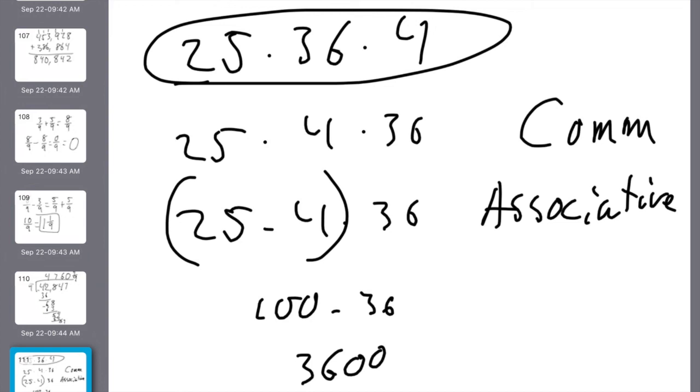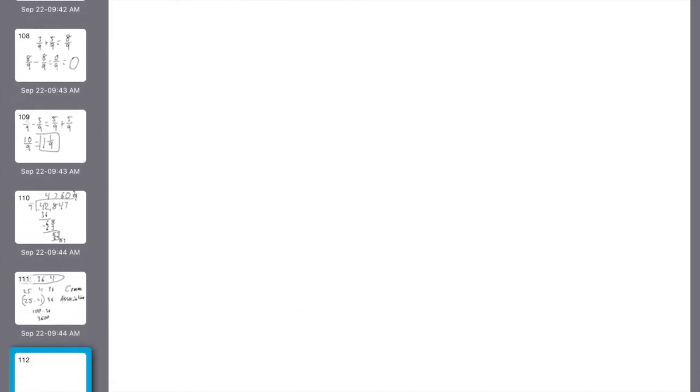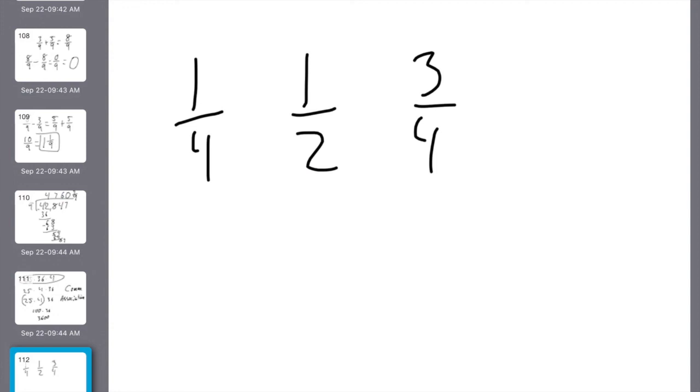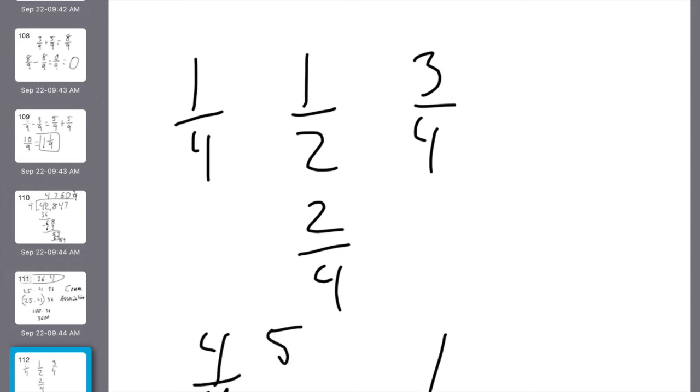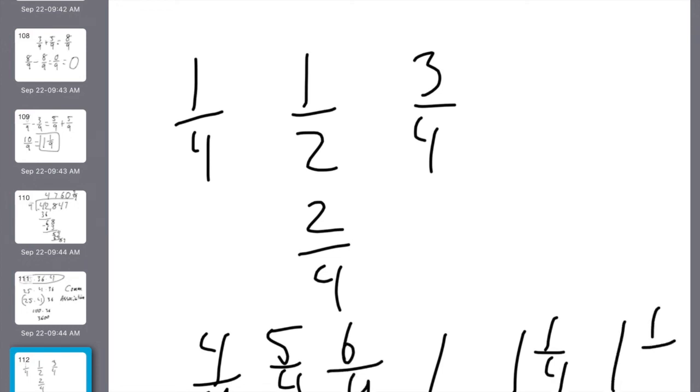27, the next 3 numbers in this sequence, they gave me 1/4, 1/2, and 3/4. I'm going up by fourths, guys, because this one's really 2/4. So add a fourth to that, you have 4/4, which equals 1 whole, 5/4, which equals 1 and 1/4, and 6/4, which equals 1 and 1/2.